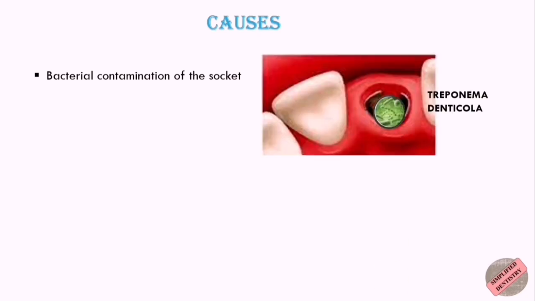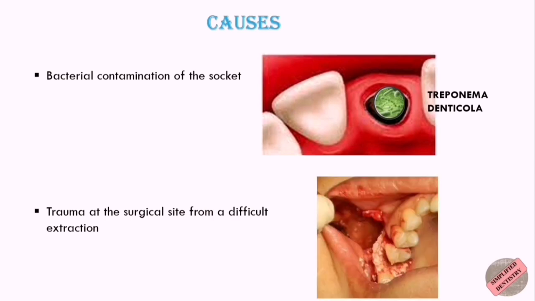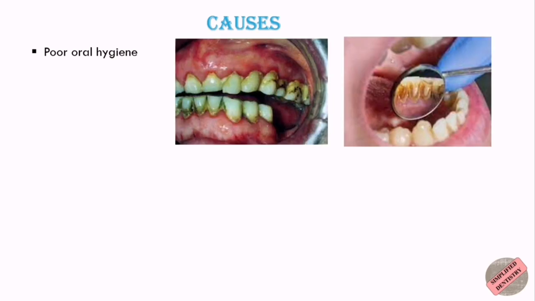Now let's have a look at the possible causes which can lead to dry socket. It may occur due to bacterial contamination of the socket. According to Nidzin's theory, the organism that is responsible for dry socket is Treponema denticola. Trauma at the surgical site from a difficult extraction, as with an impacted wisdom tooth, can also lead to dry socket. Poor oral hygiene can lead to bacterial contamination, which in turn can cause dry socket.